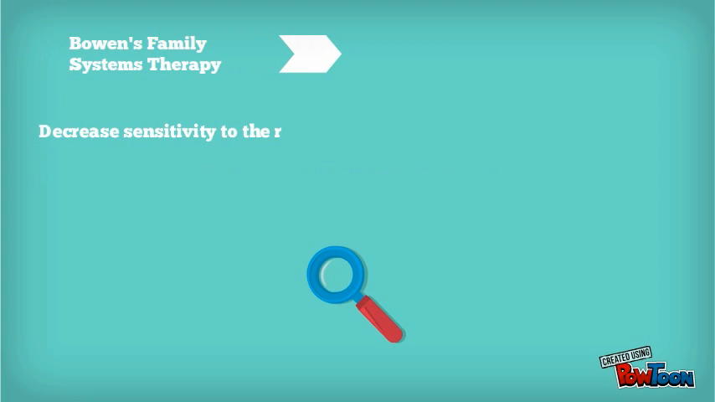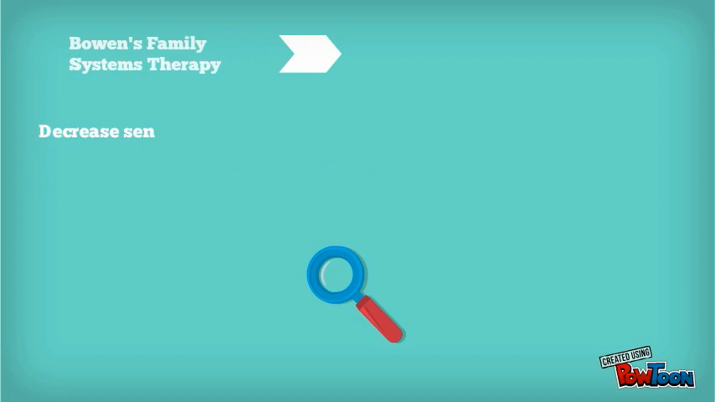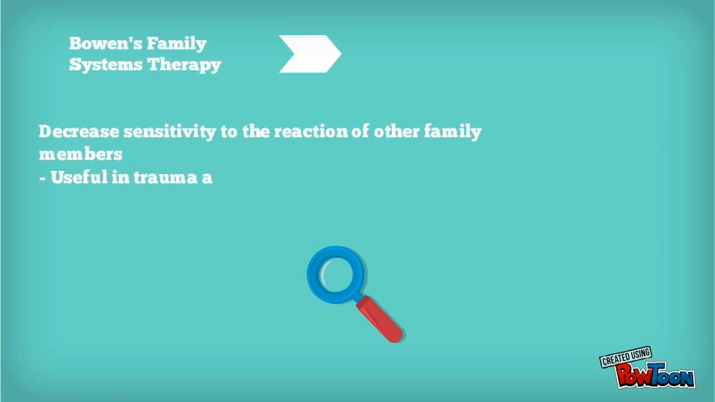This actually requires sending the patient back to their family of origin and identifying their family's methods of adapting to change. Bowen used coaching to desensitize the patient in order to produce a more emotionally mature response. Instances where this therapy has been used include in cases of trauma and life-threatening illnesses such as cancer.